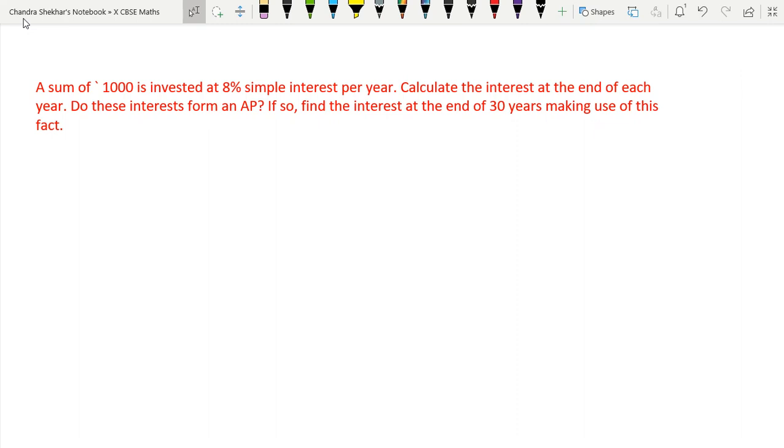Hold on, let's say here. A sum of 1000 is invested at 8% simple interest per year. What is the interest for the first year? Can we calculate that? It will be 80 rupees. So we calculate simple interest for the first year: PRT upon 100, 1000 into 8 into 1 upon 100, that is 80 rupees, right?